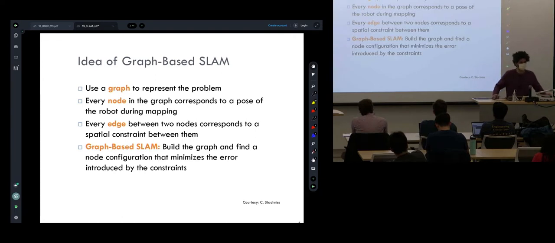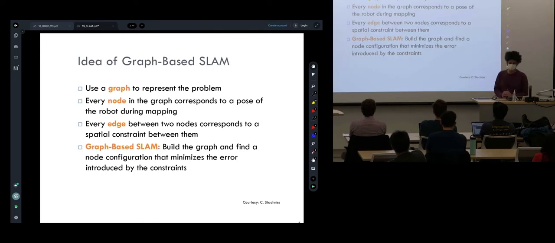So the idea is that you build a graph. You imagine how the robot or your sensor is moving in the environment and represent the problem as a graph. And this graph is abstract enough that we can show different types of robots and sensors using just nodes and edges.